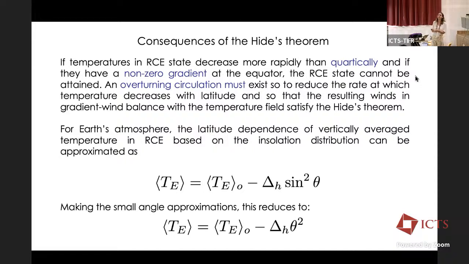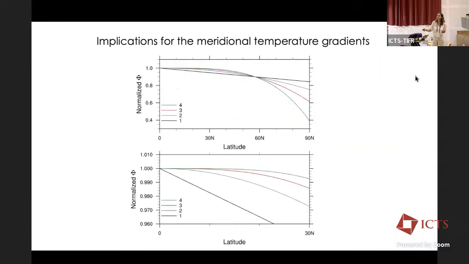And so for the Earth's atmosphere, it turns out that the latitude dependence of the vertically averaged temperature, again, you would get that profile of temperature simply because the OLR is dependent on temperature, so it would match latitude by latitude the distribution of the solar insolation, and that distribution would depend on the sine square of latitude. Sorry, here I'm going a bit fast, but here we're just saying that the radiative equilibrium would be equal to the value at the equator minus this delta H that represents the pole to equator temperature difference multiplied by the sine square of theta. And if you make the small angle approximation, this is just equal to theta squared. This is too rapid of a decline. And so the Hide's theorem for the RCE state is not verified.